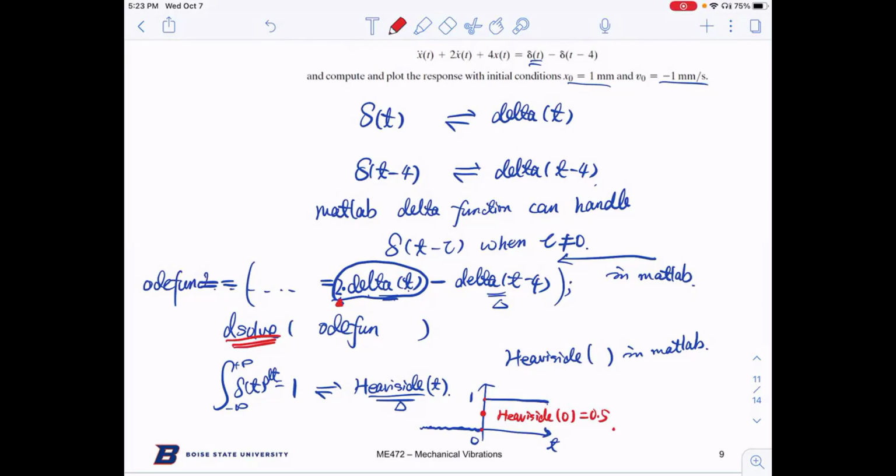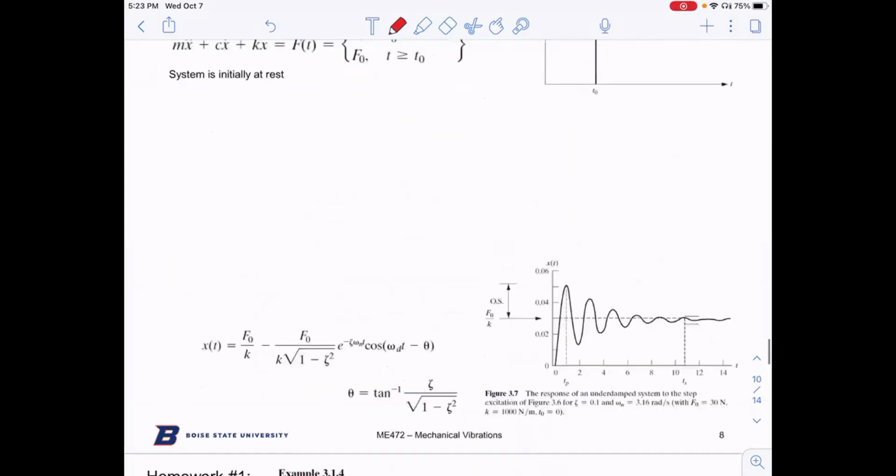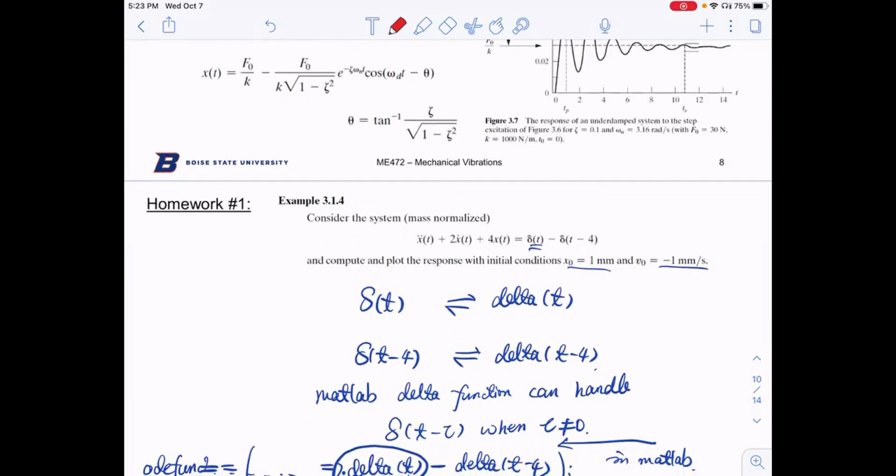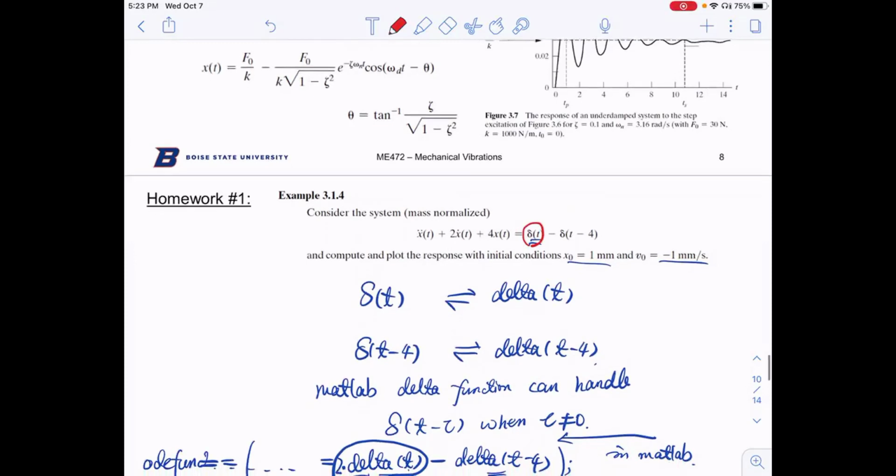All right. But once we add the 2, it should be fine, right? I think it should be fine. Hopefully it is. I think it's going to be fine when your initial conditions are all 0. But if you have non-zero initial conditions, it might give you trouble again. So I think the simple answer is, if you see a delta function with no time delay, try to avoid MATLAB. That's going to give you trouble.